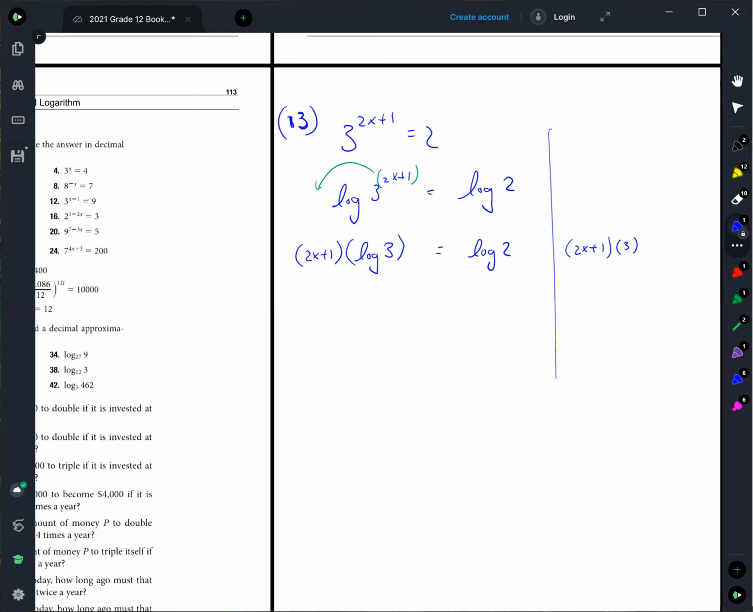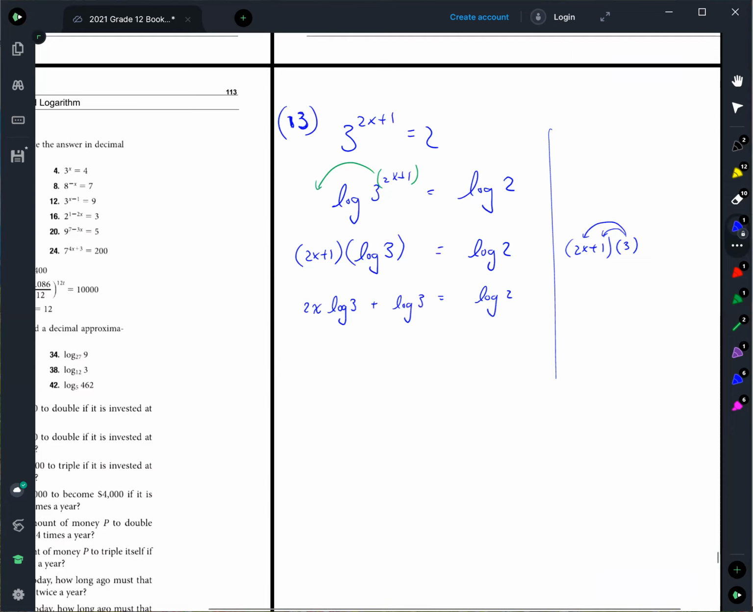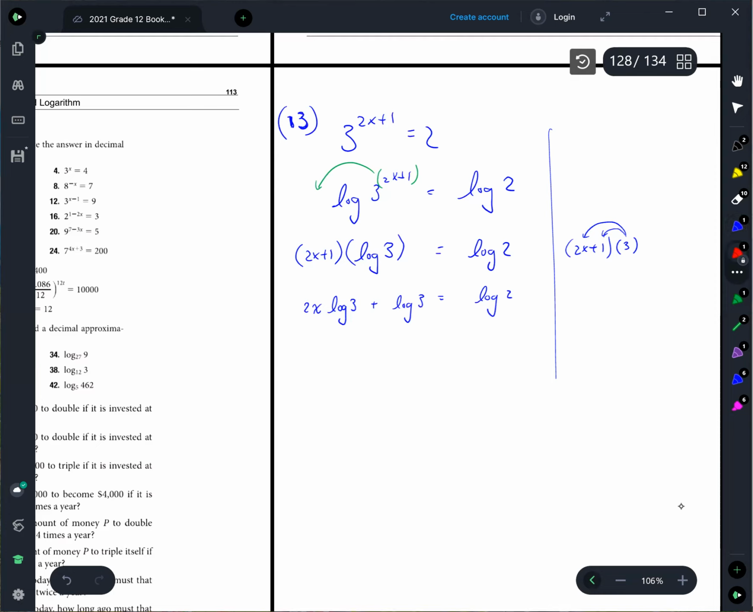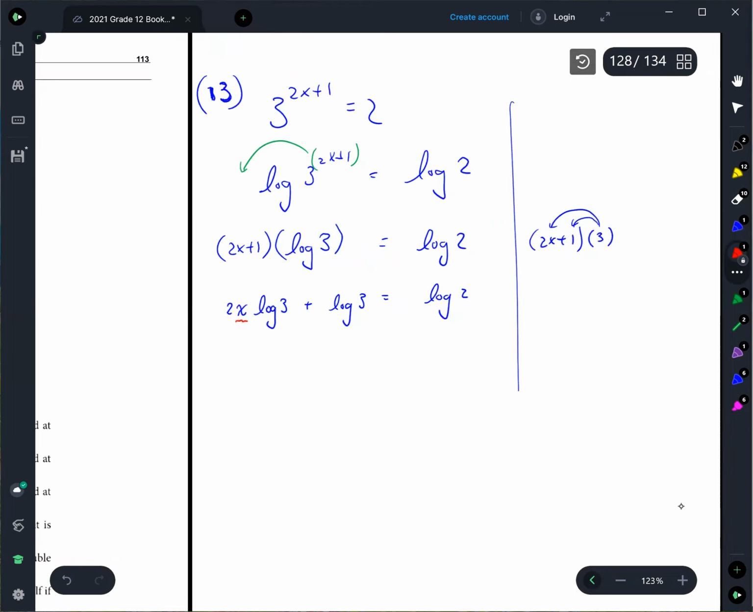Just like on the right side, right? You expand the brackets. So usually we put the log 3 at the back. So you write 2x first, and then log 3, and then 1 times log 3. So that's log 3. Okay, and then after you expand this, then you can start to isolate the x. x is only here, right? So you want to move everything over except x.